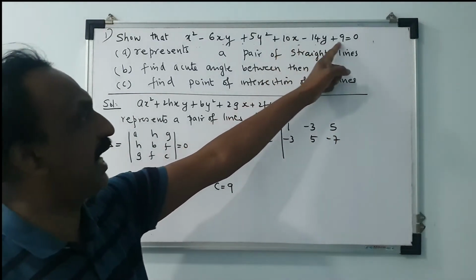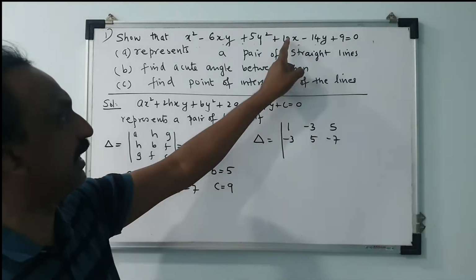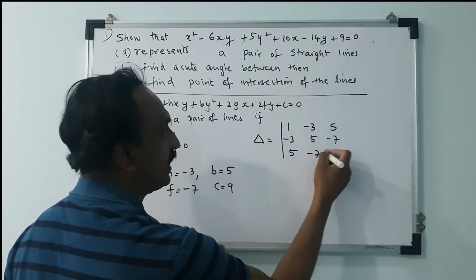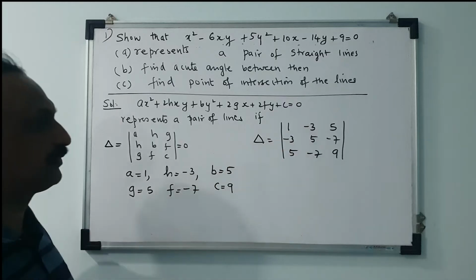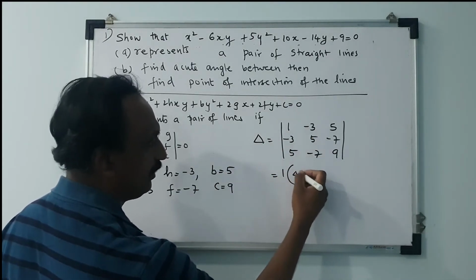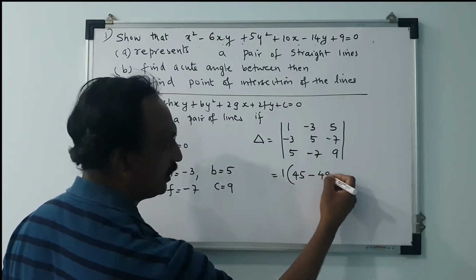Again, the last three terms, G, F, C, 5, minus 7, 9, or you may take it like this, half of it, 5, half of it, minus 7 and C fully. Now we'll calculate the value of this determinant. So 1 into 5 into 9, 45, minus 7 into minus 7, so 49.